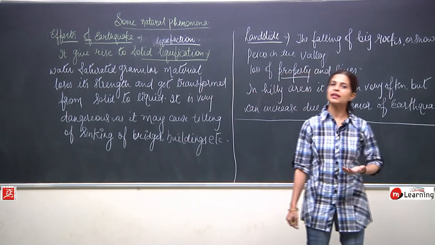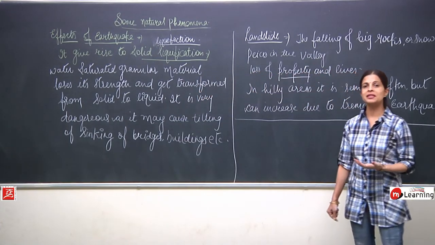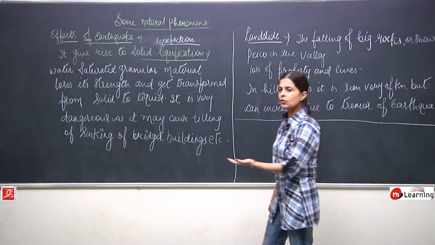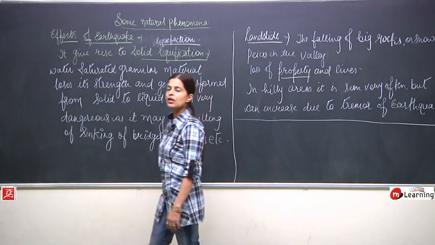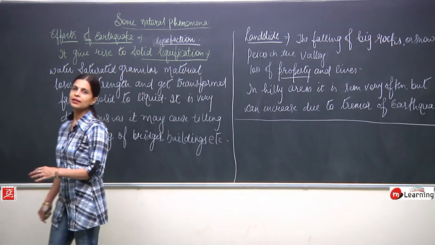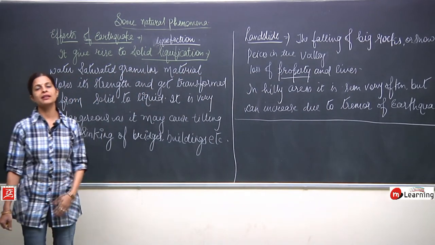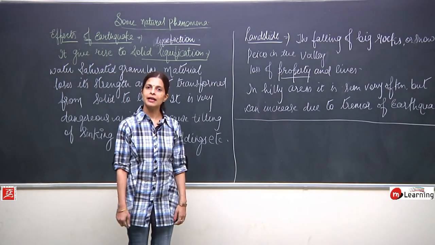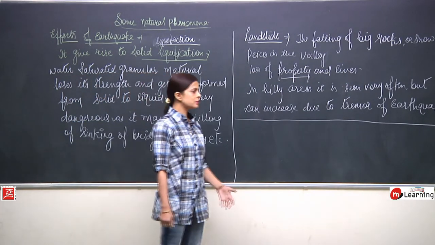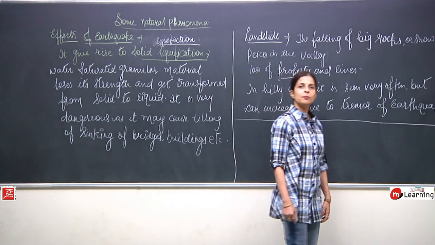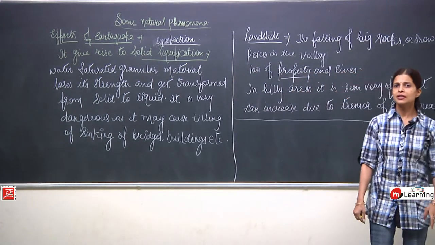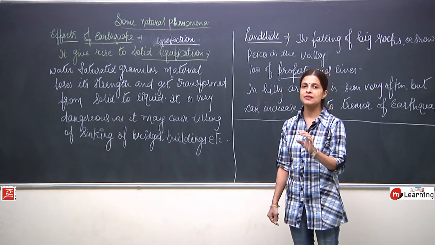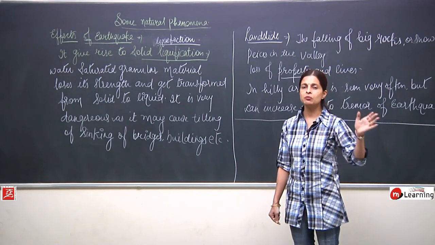The buildings collapse, the towers collapse, the trees fall down, isn't it? Then the dams get broken, and all these things just increase the pain and suffering of human beings, isn't it? So what has to be done to prevent all these things? See, frankly speaking, we cannot prevent ourselves. The only way is to move away from there.